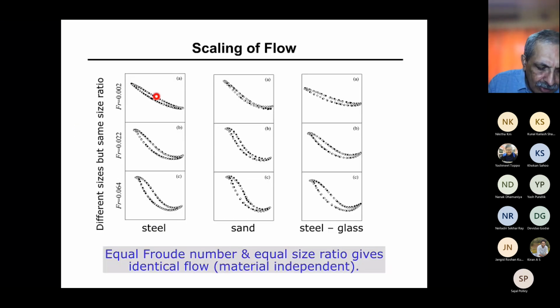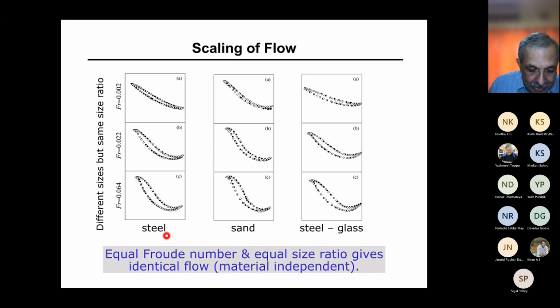So you can see different black dots and white dots and so forth here. This is for equal Froude number, equal size ratio, but different size of cylinder, different size of particle. And you can see they match perfectly. So there's really nice scaling.